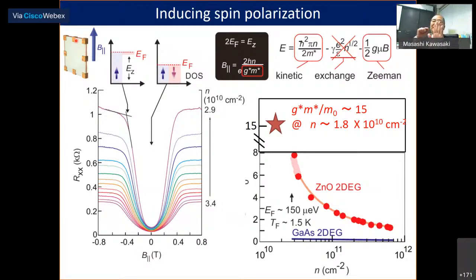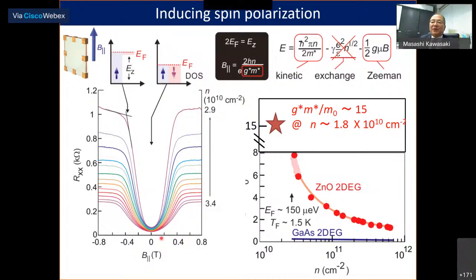The interesting thing is if you apply a magnetic field in plane, there's no cyclotron energy, but Zeeman energy is there. So you can shift the energy level between the upspin band and the downspin band. If you apply a magnetic field, the downspin band is pushed up. So at a certain stage, all the electrons are sitting on the upspin band, like here. This is an indication: the magnetoresistance.